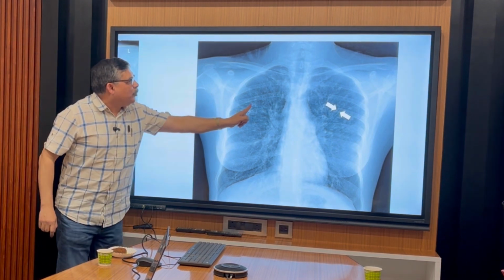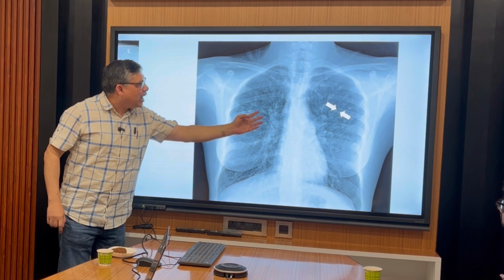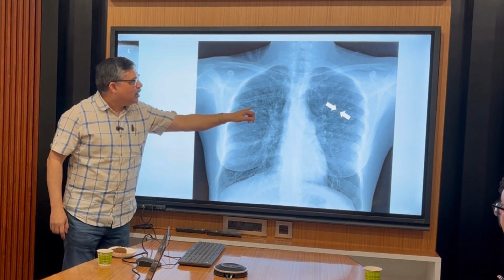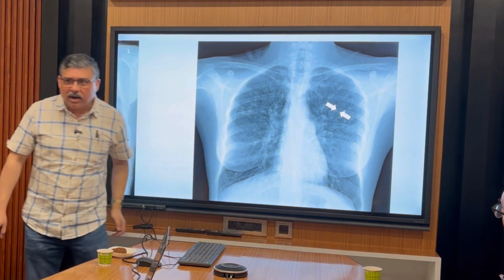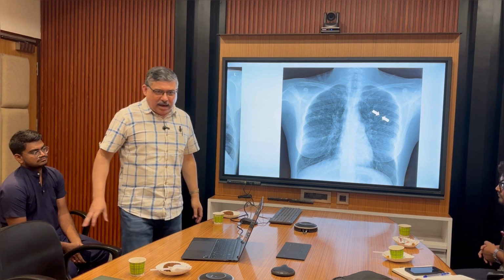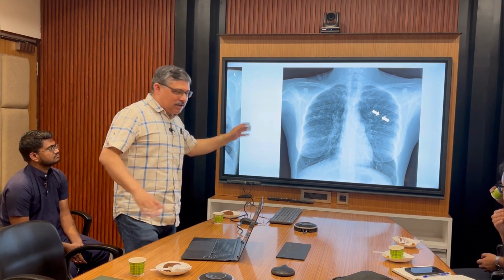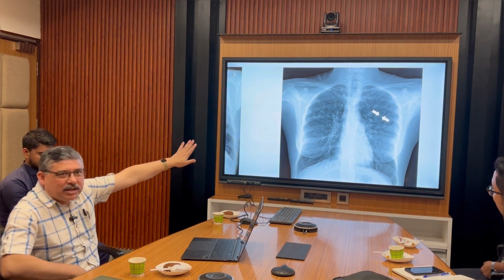These are rounded opacities, as if there is a cavity here. It is in the alignment of the bronchus. Here you will see a tubular structure there, no? So this is a case of subtle bronchiectasis. If there is a big bronchiectasis, it is very easy to see, but these are subtle bronchiectatic changes.